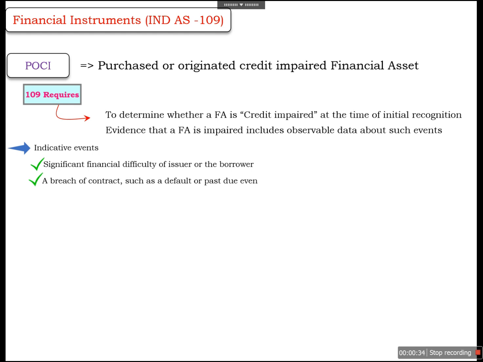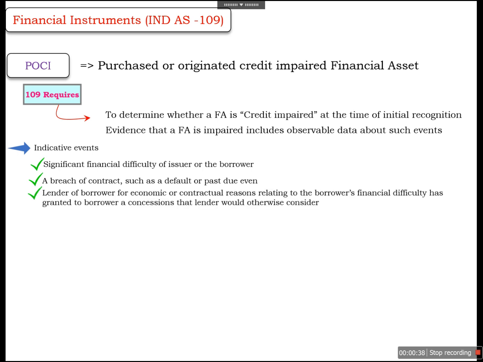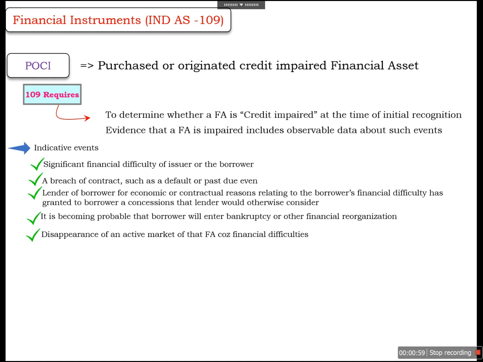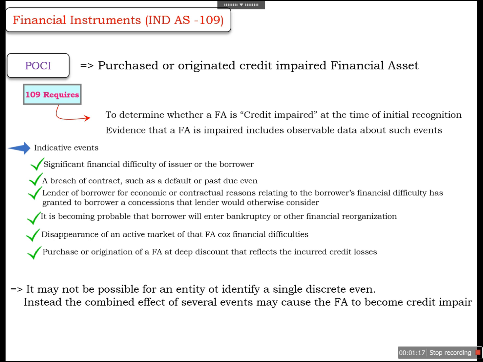the issuer or the borrower? Is there a breach of contract such as a default or past due event? Has the lender, for economic or contractual reasons relating to the borrower's financial difficulties, granted the borrower a concession that the lender would not otherwise consider? Is it becoming probable that the borrower will enter bankruptcy or other financial reorganization? Is there a disappearance of an active market for that financial asset because of financial difficulties? Or was the financial asset purchased or originated at a deep discount that reflects the incurred credit losses? It may not be possible for an entity to identify a single discrete event. Instead, the combined effect of several events may have caused the financial asset to become credit impaired.